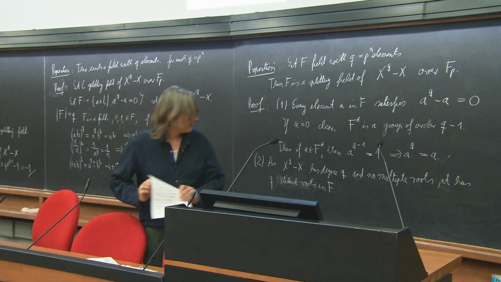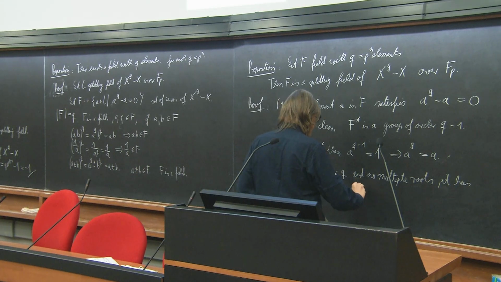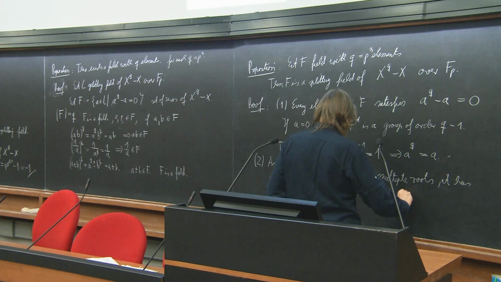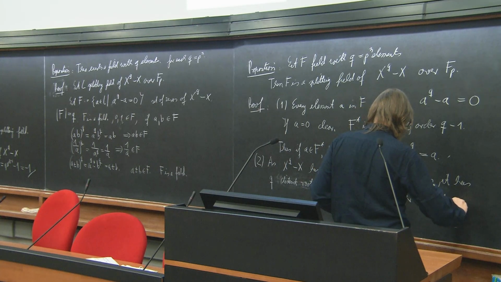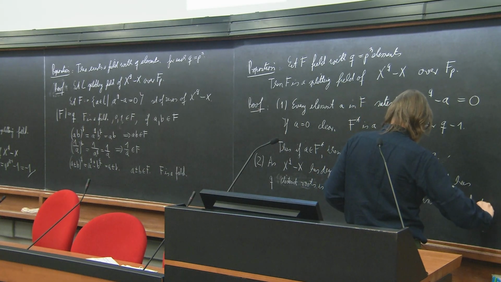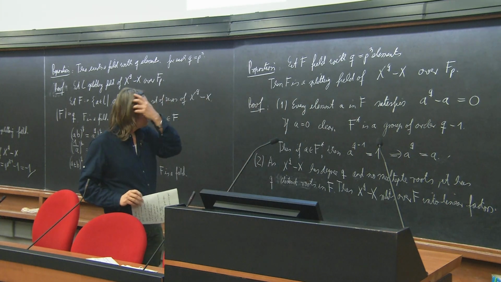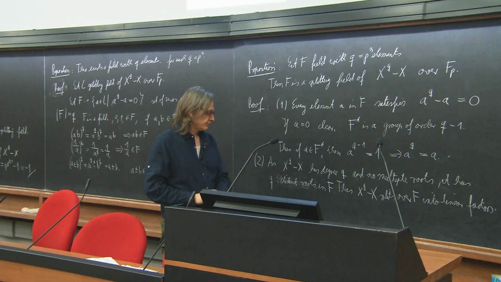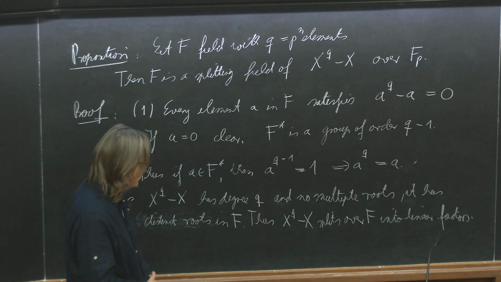So thus, x to the Q minus x splits over F into linear factors. So this polynomial splits. On the other hand, we know that F consists only of zeros of this thing. So there can be no intermediate field between F and FQ where it would split.